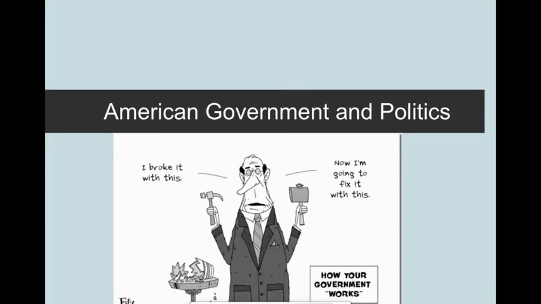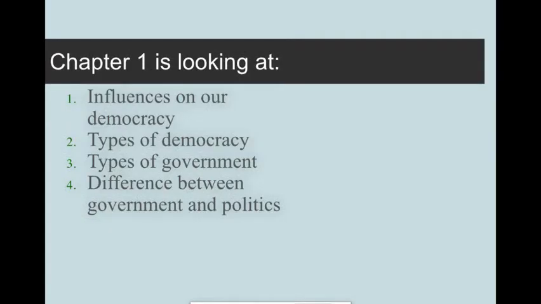American government and politics. So this is chapter 1, and what we're going to look at are the different influences on our democracy, different types of democracy and democratic theories, types of governments, and the difference between government and politics.